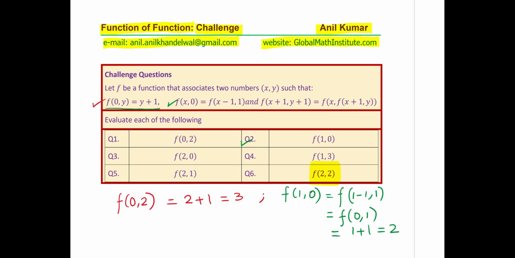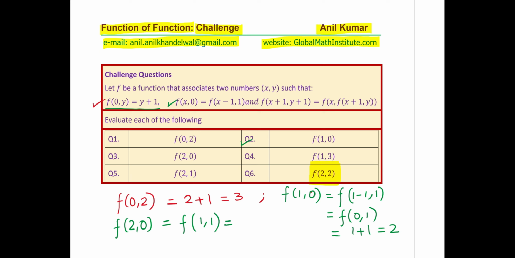So I'd like you to now pause the video and figure out how do we use these relations to find f of 2, 0. Okay, so that is a practice for you. So f of 2, 0 is what? Since we know we have to use f of x, 0, which is f of x minus 1, 1, you can write this as 1 less than 2 is 1, right? And then the value for y will become 1. So it is f of 1, 1. You get the idea, right?